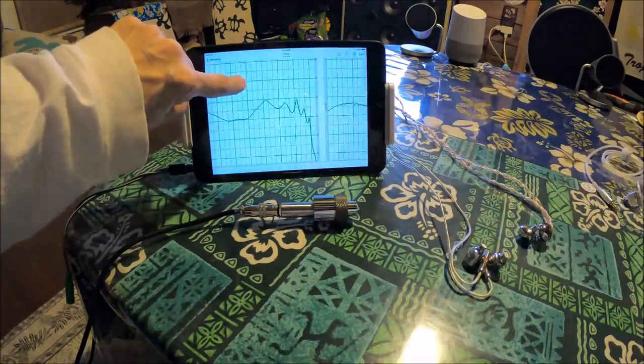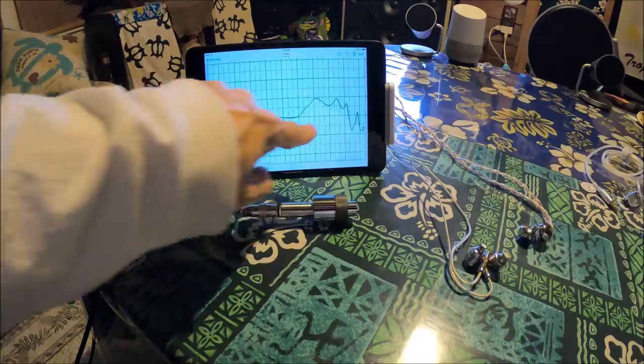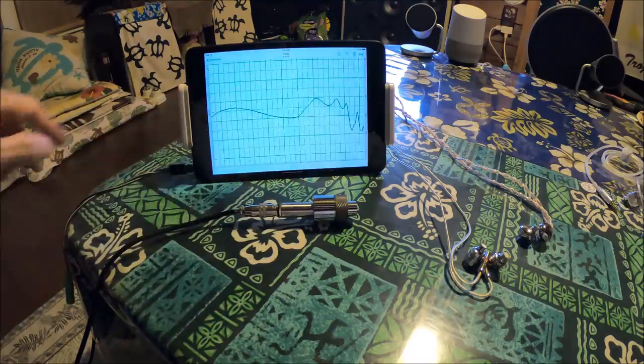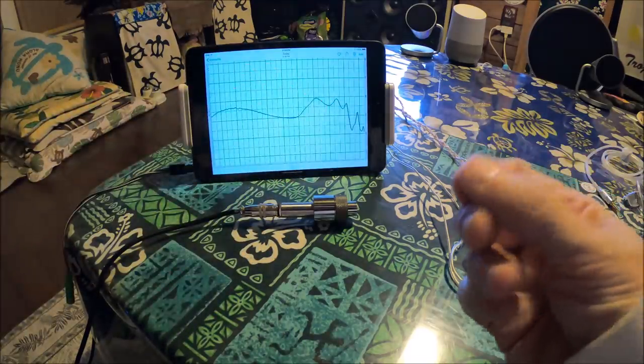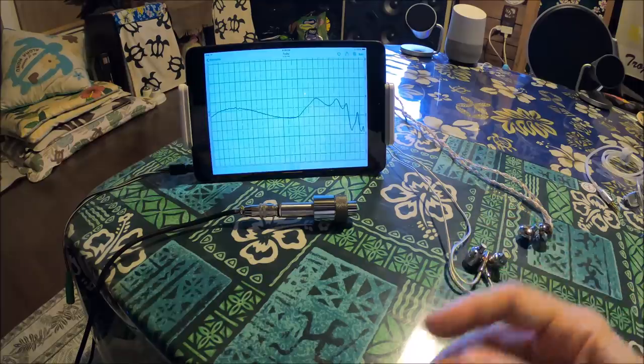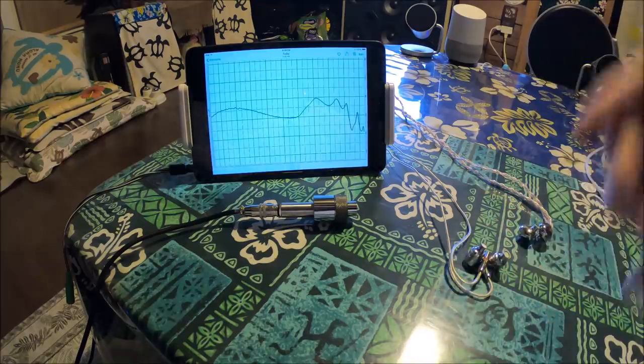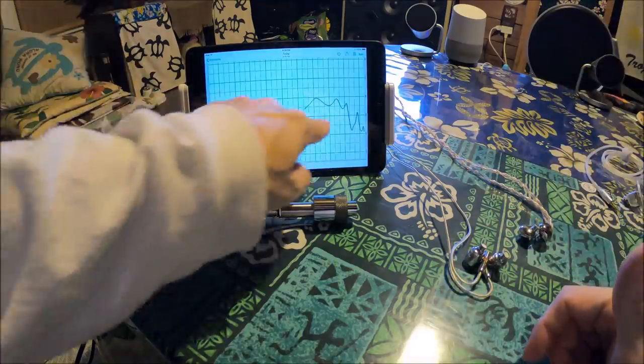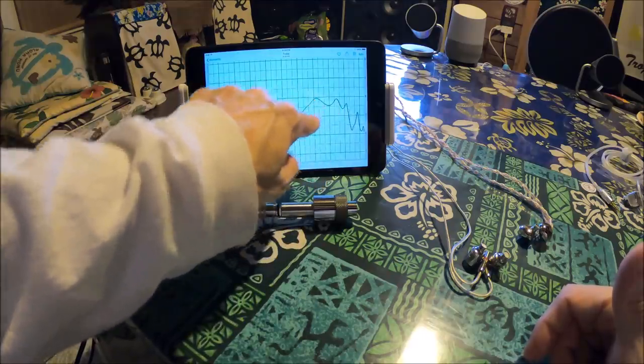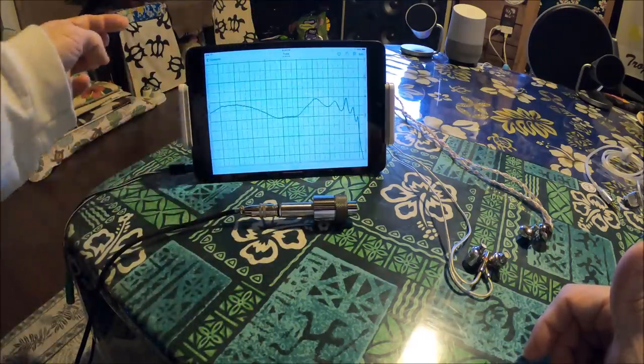Right here is where it's causing problems. And again, over here, it's got the little divot, which is the difference between listening for 30 minutes and listening for 2 or 3 hours, because you're not paying attention to what's in your ear. That little notch right there.